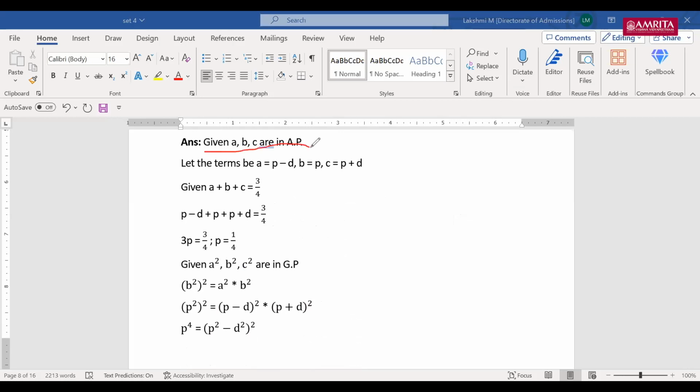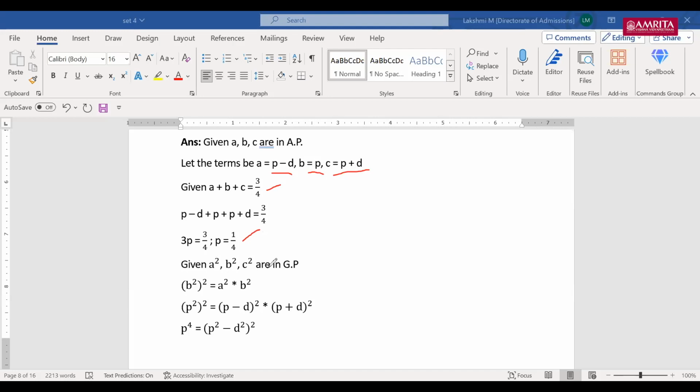Given A, B, C are in AP. What is given? A, B, C are in AP. One minute, I'm so sorry. So A, B, C are in AP. So now I'm just going to assume the terms as P minus D, P, P plus D. You know this, right? How we'll be taking the terms? So P minus D, P, P plus D. They've given me A plus B plus C as 3 by 4. So I've just substituted these values. I got P equal to 1 by 4.